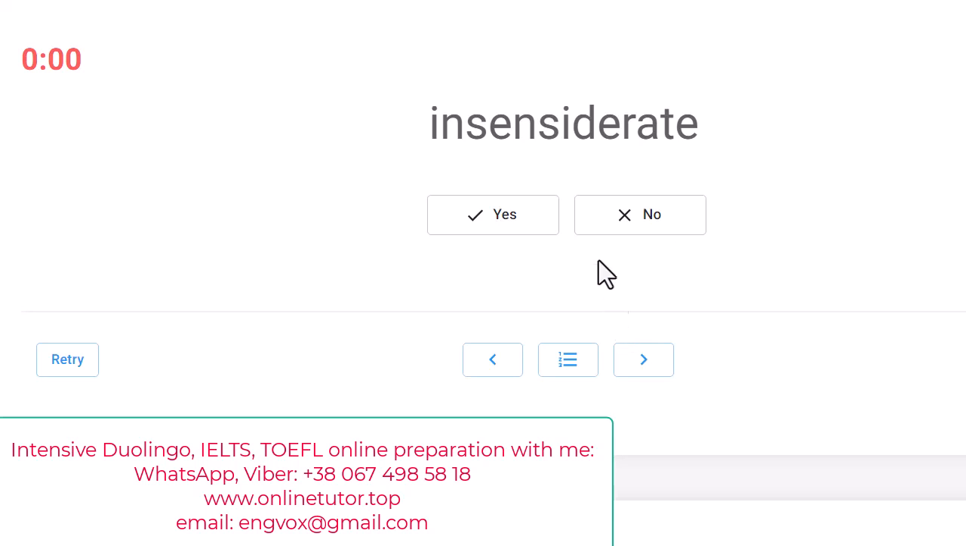Okay, let's start. So, insensiderate, I think that this word doesn't exist. I will click now submit. Here you don't see this button, and if I make a mistake, it will highlight it with the red color. If it's okay, it will be blue. So, for example, you see, blue. Everything is fine. I am correct. Okay, next one.